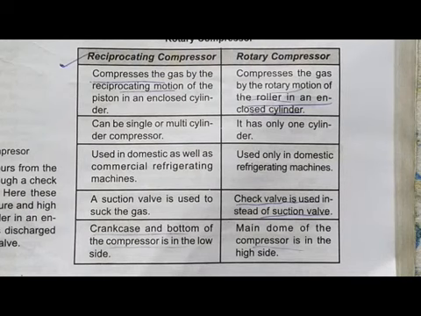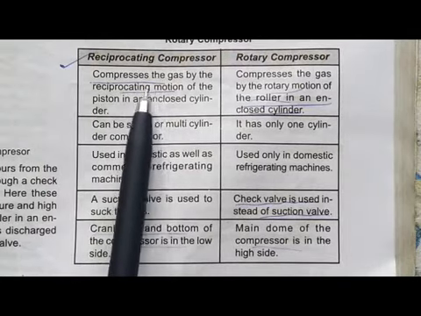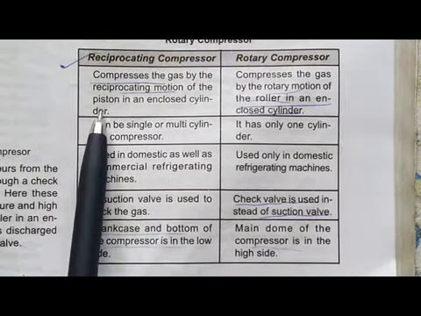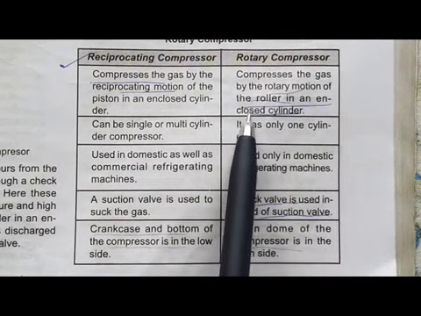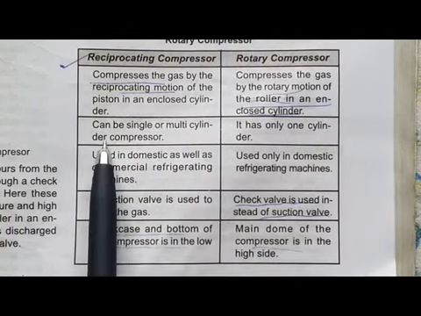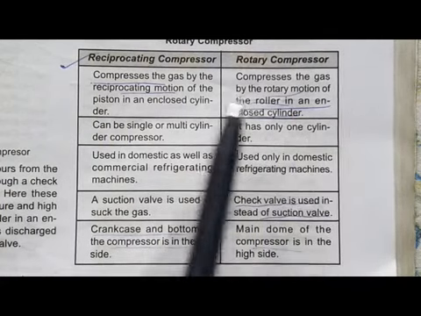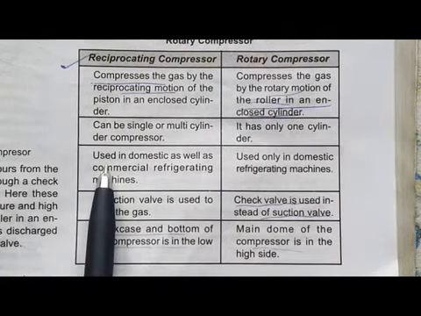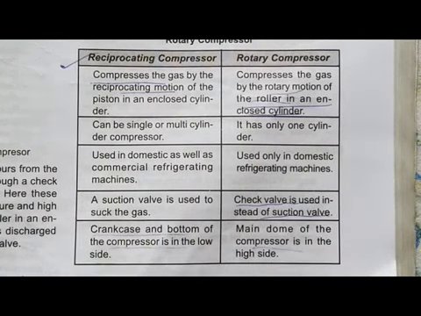Now let's see some differences between the rotary and reciprocating compressor. A reciprocating compressor compresses the gas by reciprocating motion of the piston in an enclosed cylinder, but a rotary compressor compresses the gas by the rotary motion of the roller in an enclosed cylinder. A reciprocating compressor can be single acting or multi-cylinder, but a rotary compressor has only one cylinder. A reciprocating compressor can be used in domestic as well as commercial refrigerating machines, while a rotary compressor is used only in domestic refrigerating machines.